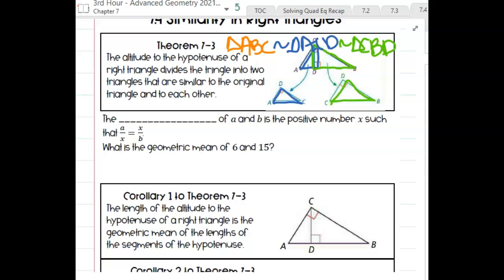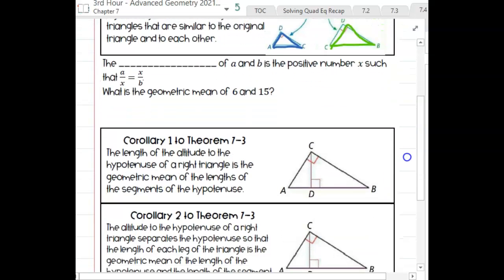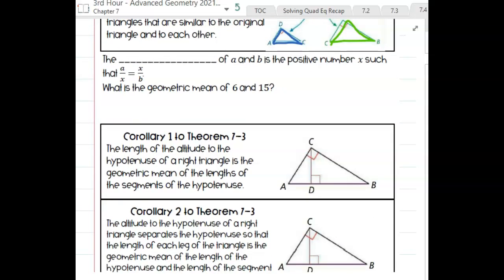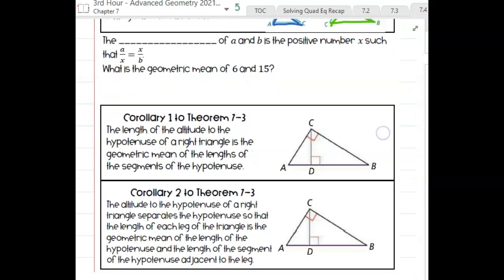The other thing we're going to work on today seems a little unrelated to that, but then on Monday we're going to tie these two things together. The other thing we're going to talk about today is what is called the geometric mean.